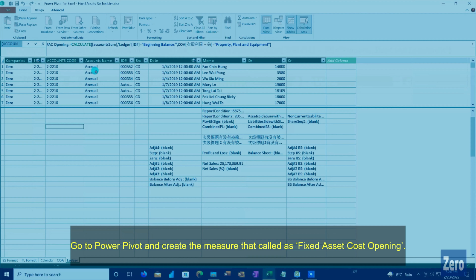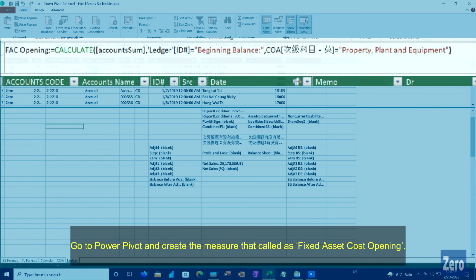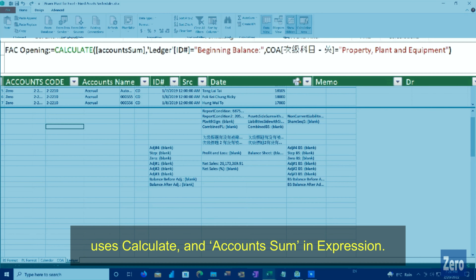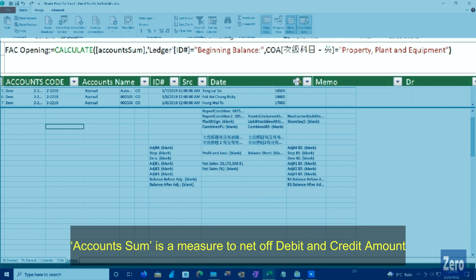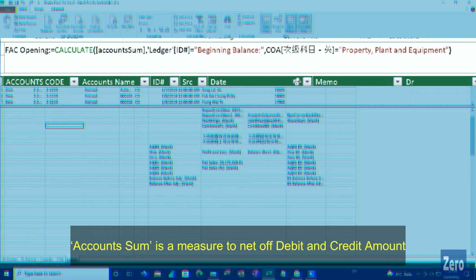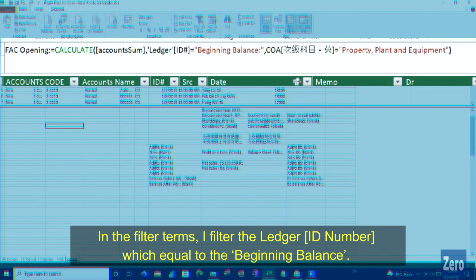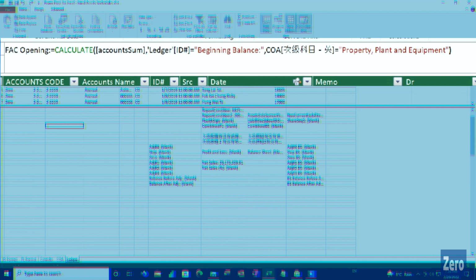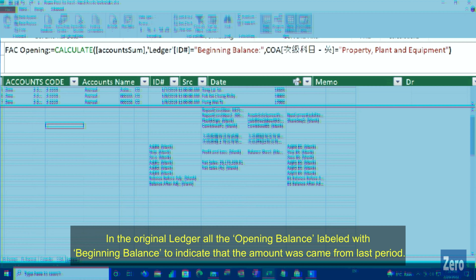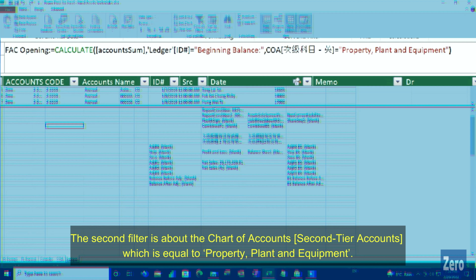Go to Power Pivot and create the measure called fixed asset cost opening. It uses CALCULATE and account sum as an expression. Account sum is a measure to net off debit and credit amounts. In the filter terms, I filter the ledger ID number which equals the beginning balance. In the original ledger, all the opening balances are labeled with beginning balance to indicate that the amount came from last period. The second filter is about the chart of accounts, second tier accounts, which is equal to property, plant and equipment.